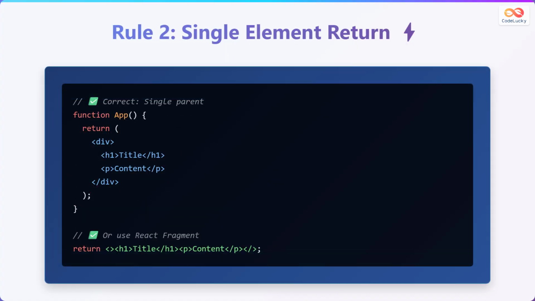The second rule states that React components must return a single root element. If you want to return multiple elements, you need to wrap them inside a parent element like a div. Alternatively, you can use a React fragment denoted by empty angle brackets as shown here. Fragments allow you to group a list of children without adding extra nodes to the document object model.